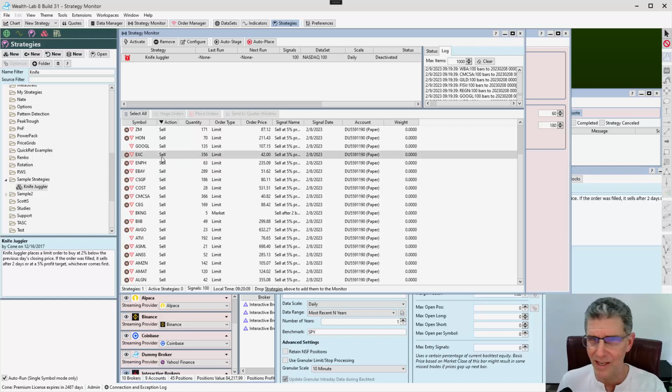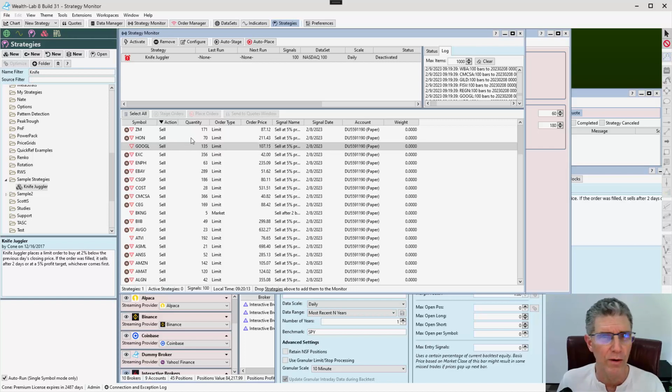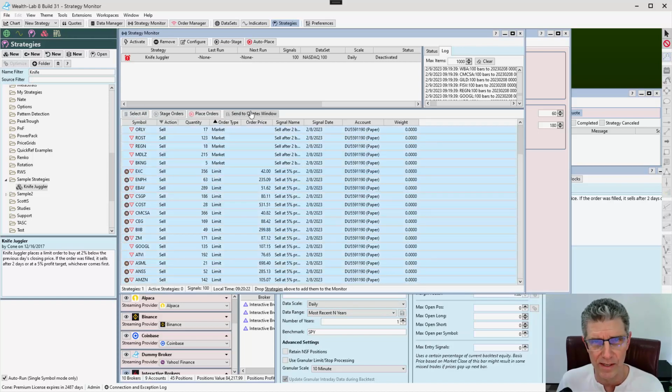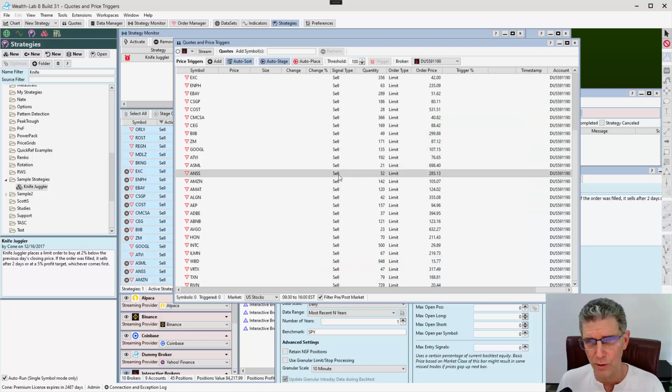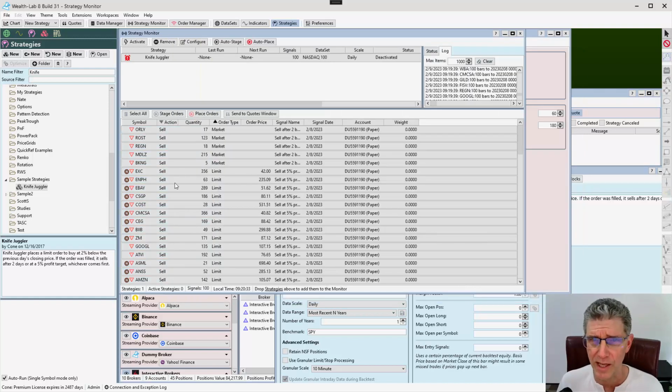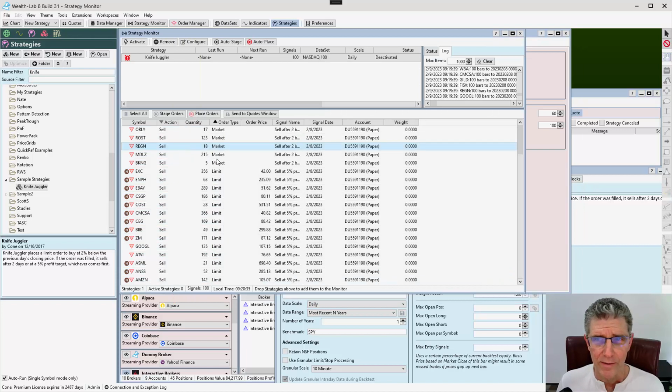Notice that we have the same results. Essentially, it's the same backtest as it would be in the strategy window, and so you treat it the same way. You would send your market orders in, and you can select all of them and send them to the quotes window for quote triggering later for the session, which we'll do in about 10 minutes. I'll pause the video and we'll see what that looks like.